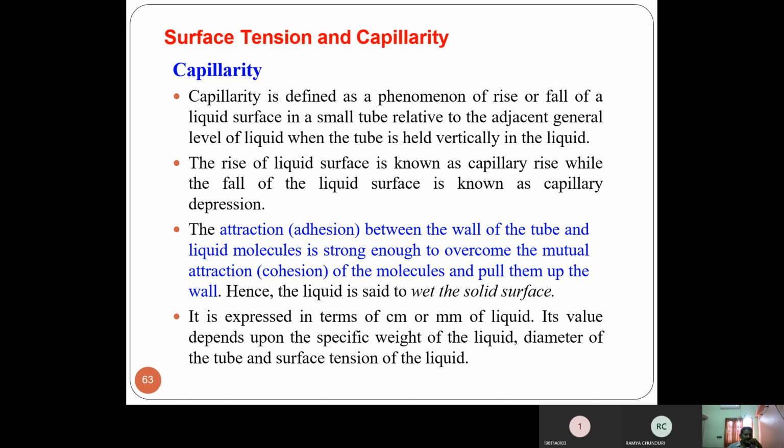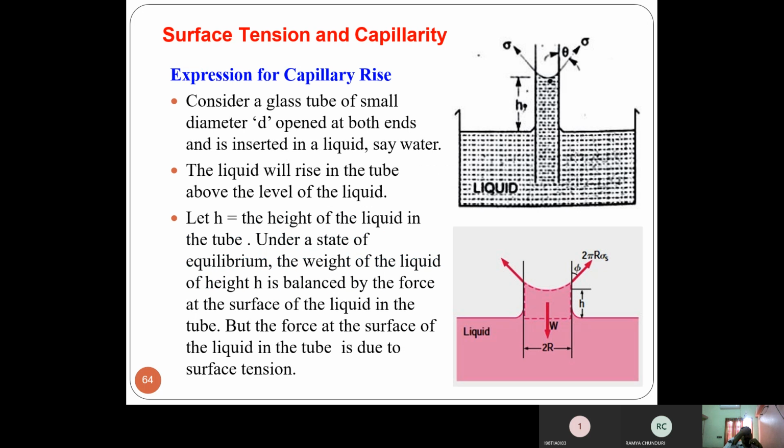It is expressed in terms of centimeter or mm of liquid. Its value depends upon the specific weight of the liquid, the diameter of the tube, and the surface tension of the liquid. Go for another one, surface tension and capillarity.